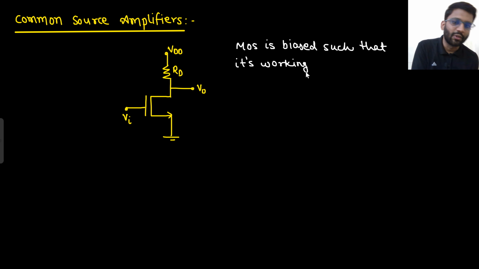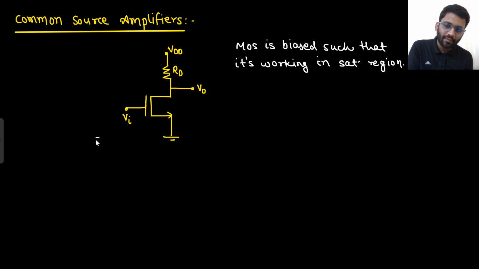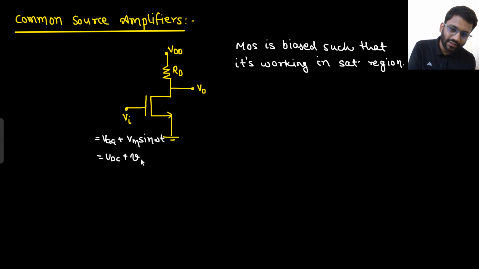No matter whatever we study, common source amplifier, different configurations of common source amplifier, common drain amplifier, common gate amplifier, cascode amplifier, in every amplifier, MOSFET is biased in saturation region. So this we have to assume every time. Now what is Vin here? Vin is VGG DC bias plus AC signal, Vm sin omega t, right? This we can call DC signal plus small signal AC signal.